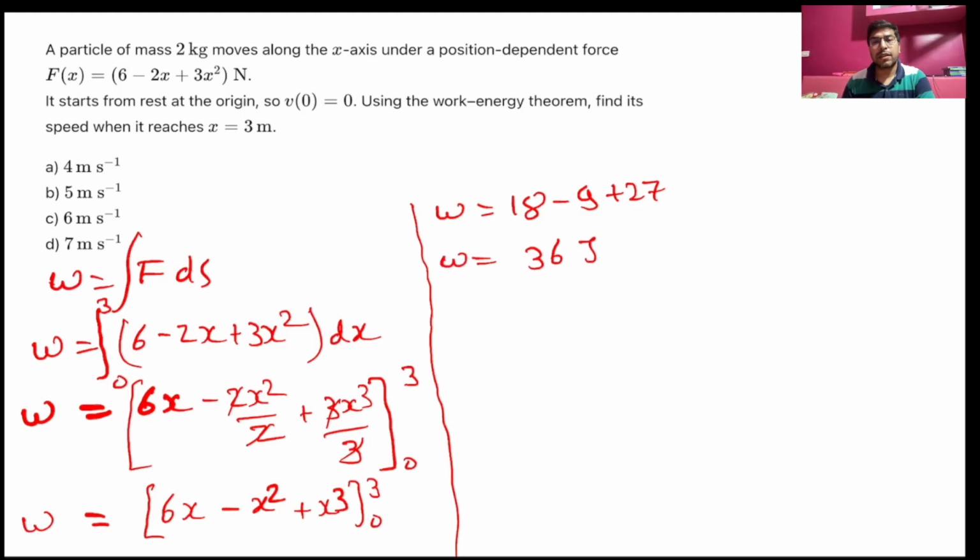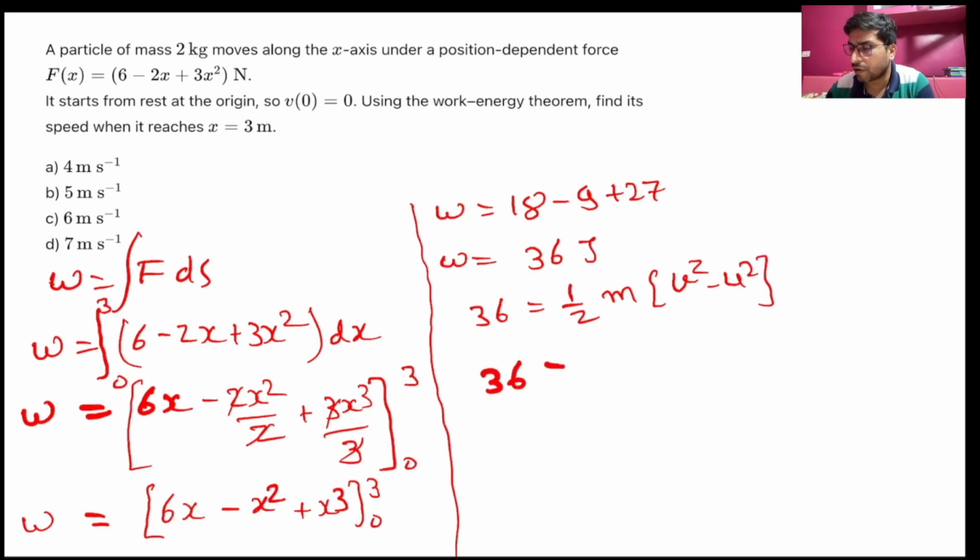Work done is equal to how much? 36 joule. And this will be equal to what? Change in kinetic energy. So 36 is equal to half m into v square minus u square, and u is given how much? 0. So directly we can write 36 is equal to half into 2 into v square. So the 2 and half get cancelled out. Here v will get what? 6 meter per second.